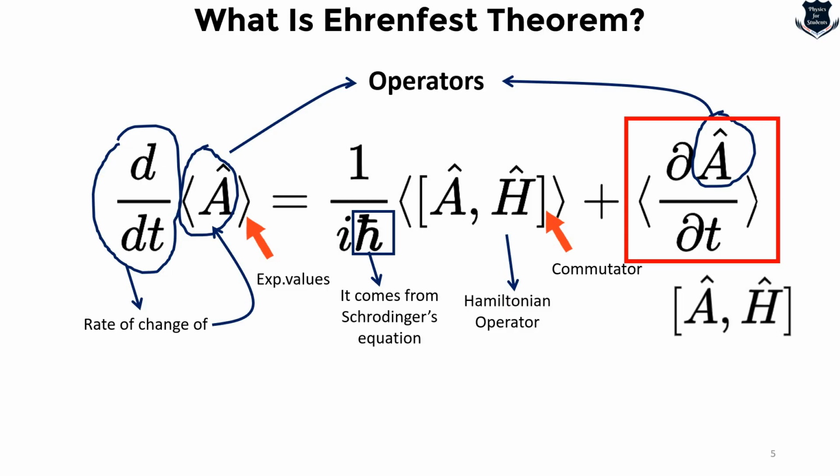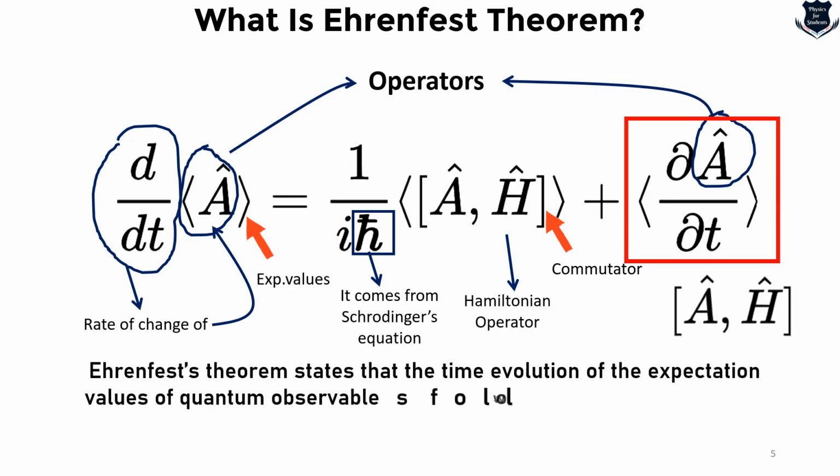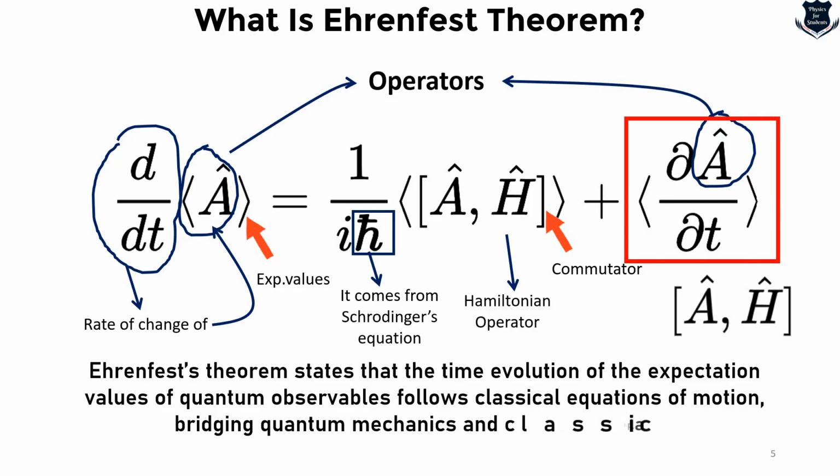And most importantly, we see there is a commutator within the brackets, A hat and H hat. So for the moment, this is the commutator of A and the Hamiltonian H. It determines how A evolves under the influence of the system's total energy, which is the Hamiltonian. So all in all, what we can say technically after looking into this equation is that Ehrenfest theorem states that the time evolution of the expectation value of quantum observables follows classical equations of motion, bridging quantum and classical physics. Well, this is not very familiar and cannot be easily understood. What do we mean by time evolution, quantum observables? These things we will come to later.